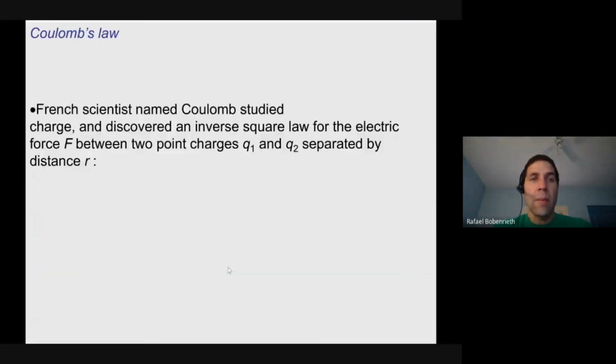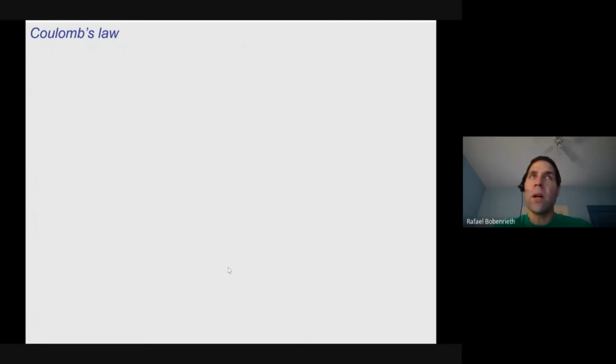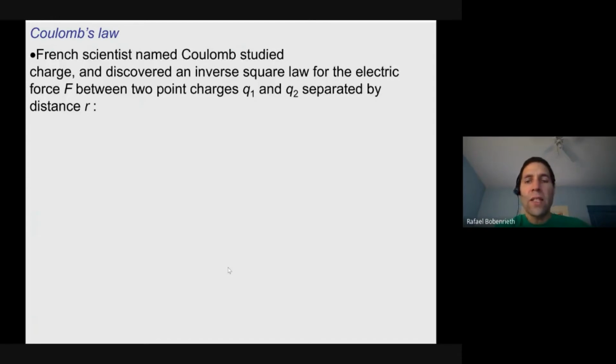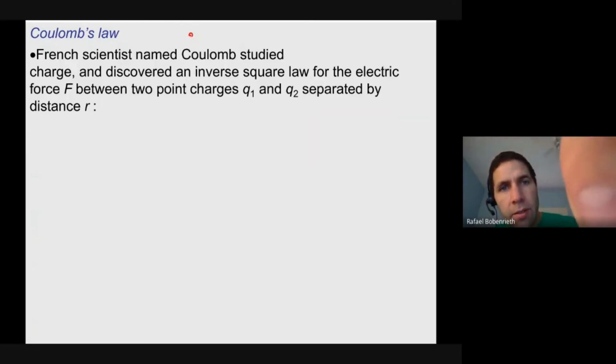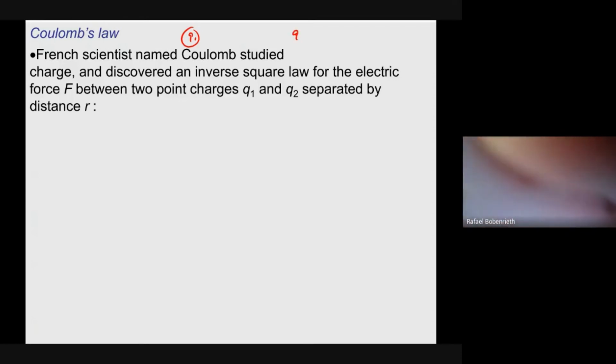Let's talk about Coulomb's law. Coulomb's law, really fundamental law here in science, in physics. So French scientist Coulomb studied charges and the forces they exert on each other. And he discovered the following: if I take 2 point charges, Q1 and Q2, and let's say Q1 is here, Q2 is here, and they're separated by a distance.